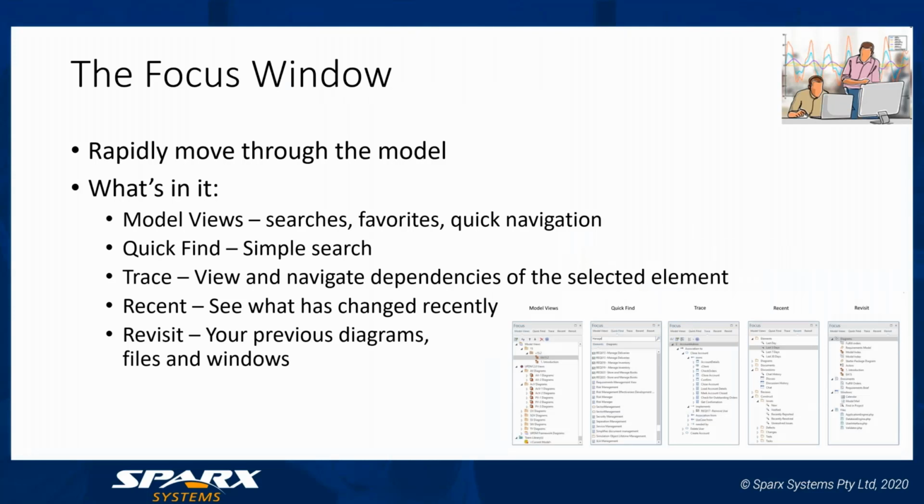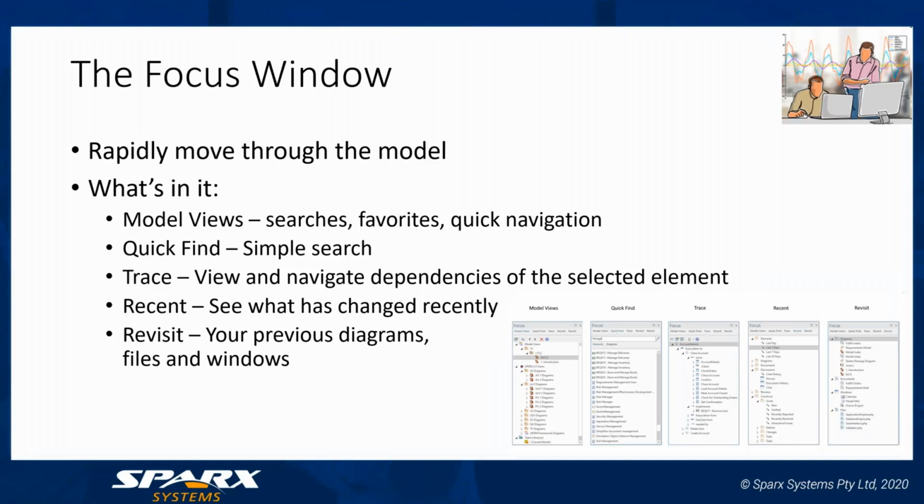The first part that we've added in EA 15.2 is the focus window. The focus window allows you to rapidly move through the model, but it's a combination of 5 other tabbed views, some that are new, some that are existing. The first one is the model views. Model views is something that's been in Enterprise Architect for quite a while, and that allows you to do custom searches, favorites lists, and quick navigation to specific areas. You can set up slideshows and things in there. So really handy for auxiliary ways of keeping track of your model and your model elements.